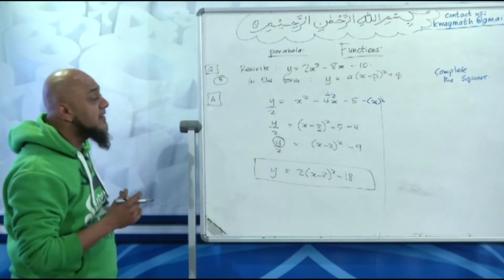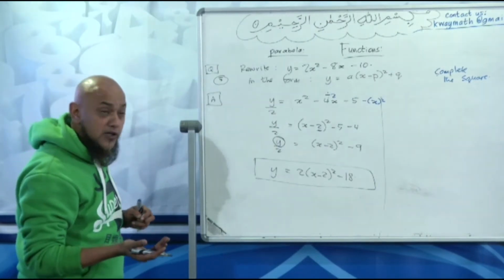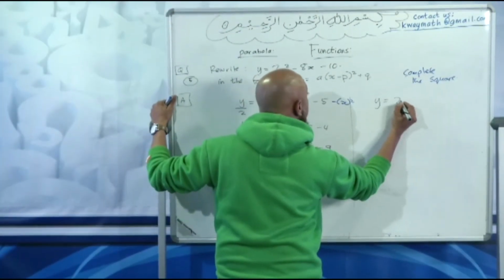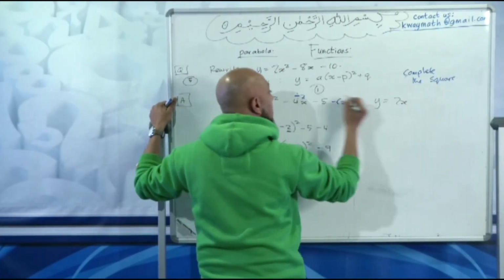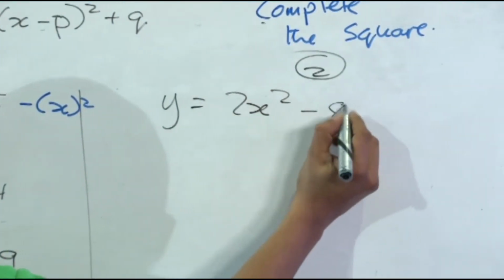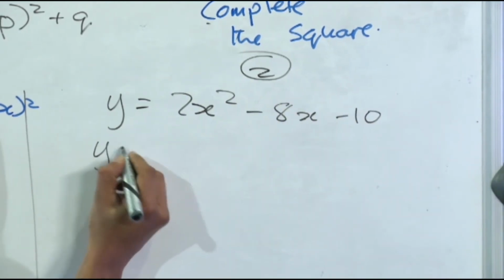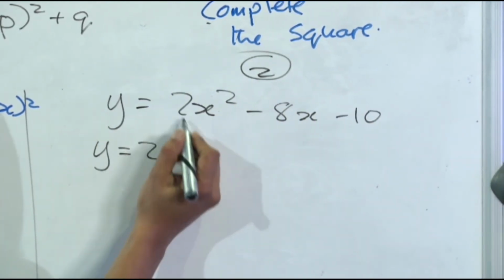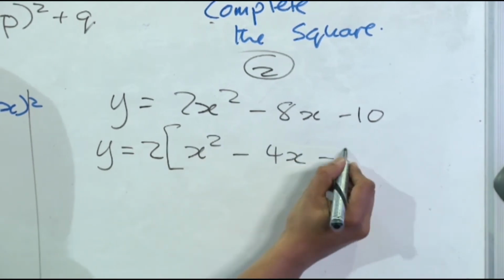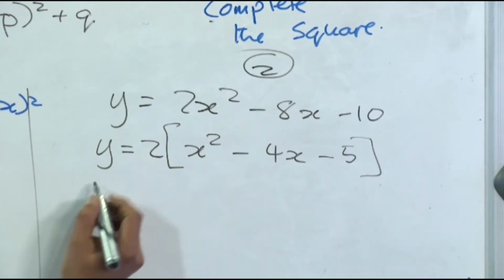The other method that could be employed at school is this method here on the side. We're going to say this is method number 1, and this is method number 2. So we've got y is equal to 2x squared minus 8x minus 10. So y is equal to, you take out 2 as your highest common factor. You're now left with x squared minus 4x minus 5, taken out in square brackets.